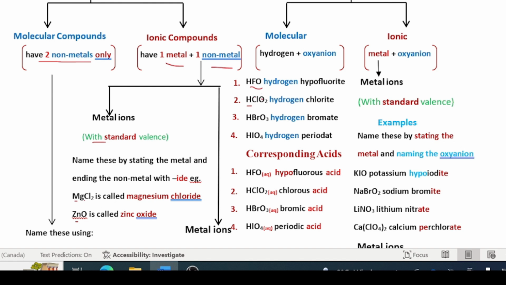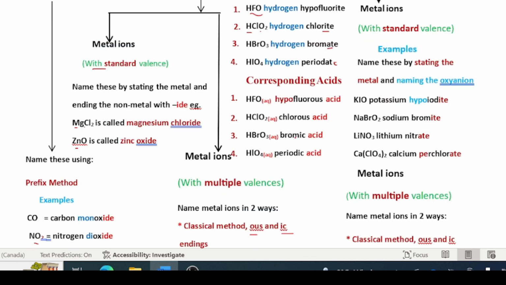If you see this, how do you name that? Hydrogen, what? It's not chlorate. It's less than that, it's chlorite. See the "ite" when you have two oxygens? What is this? Hydrogen, oh, perfect, bromate. Hydrogen, 4, periodate, and the corresponding acid. If I put this in water now, it becomes an acid, right? How do you call that? You're going to say hypofluorous acid. This is a classical method, right?